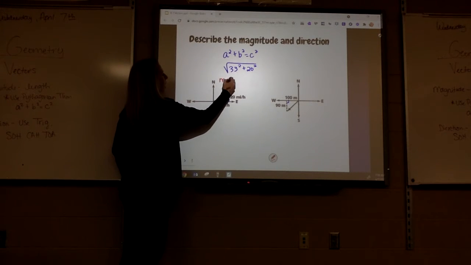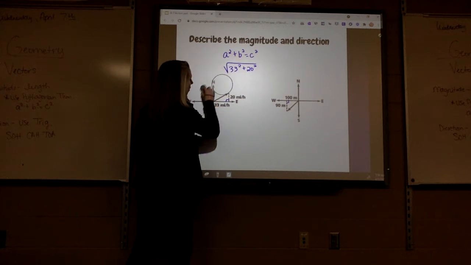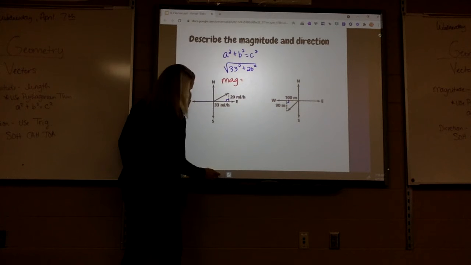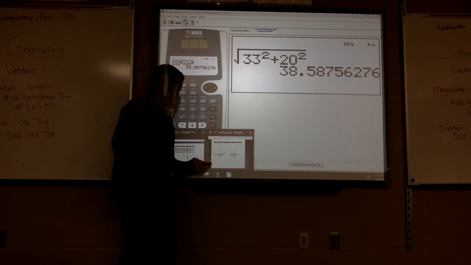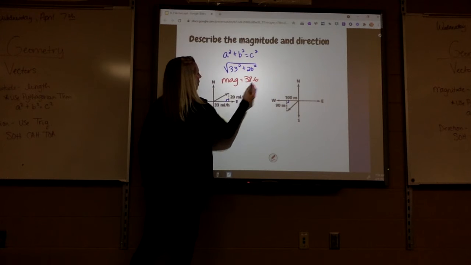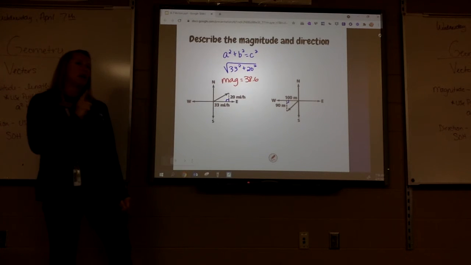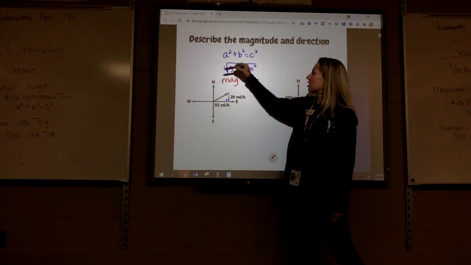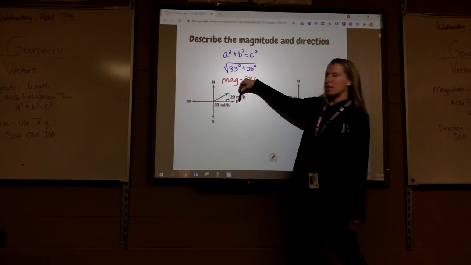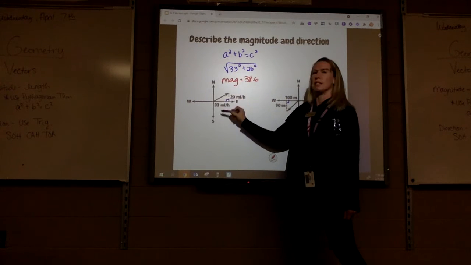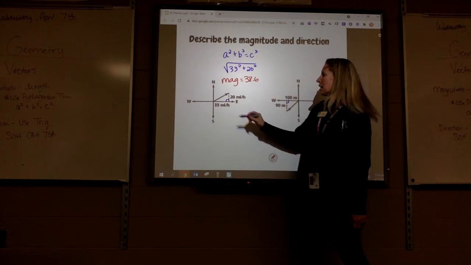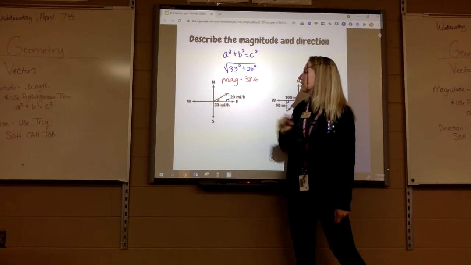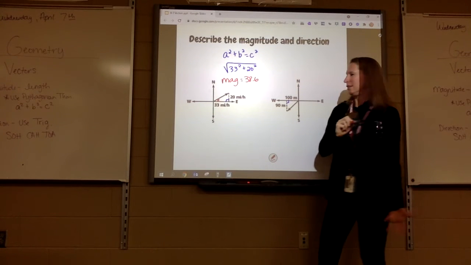So I'm going to say mag. My mag is 38.6. Okay, so that's one answer. Now I also have to describe the direction. So I know that my vector is between the north and the east, and since my triangle is formed with the east side, I know it's going to be north of east. The thing is, I need to know that angle right there. So I'm going to call this little angle in there x, and I'm going to use trigonometry.